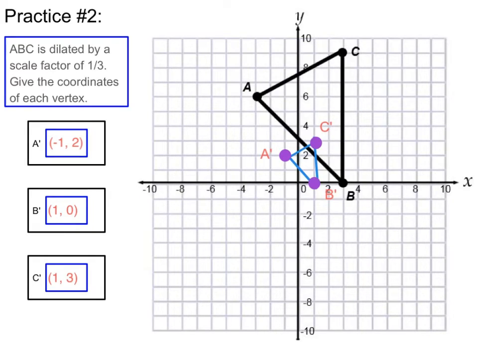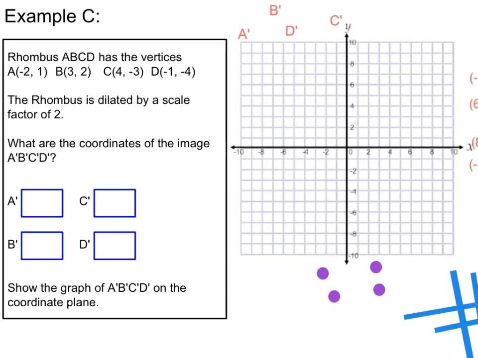How did you do? Are your points exactly where my points are? Does your triangle look exactly like my triangle? Notice again that you were multiplying by a scale factor that is less than 1, so your shape should have gotten smaller and closer to the origin, which ours did. If you've got yours right, go ahead and move on to the next one.